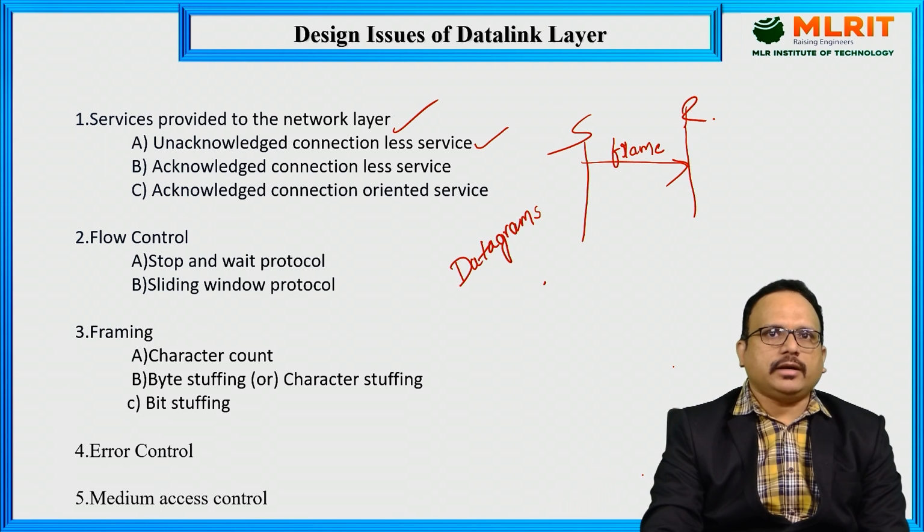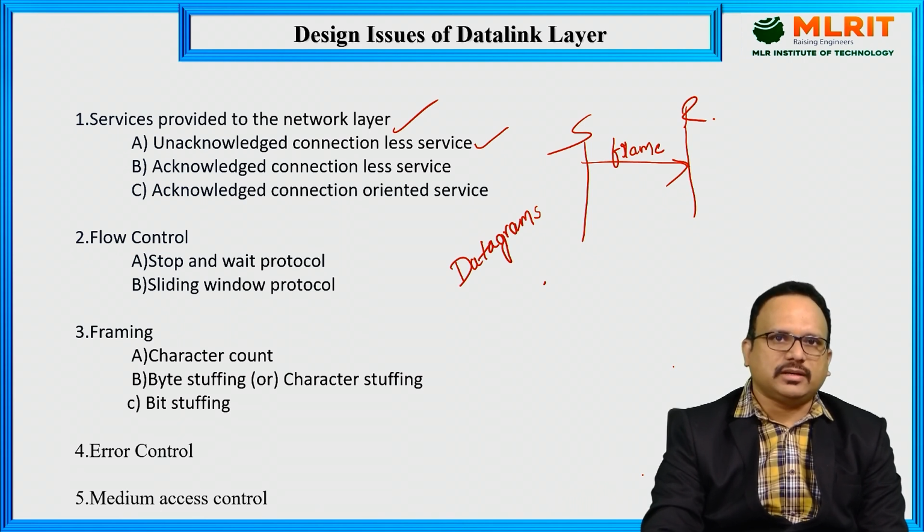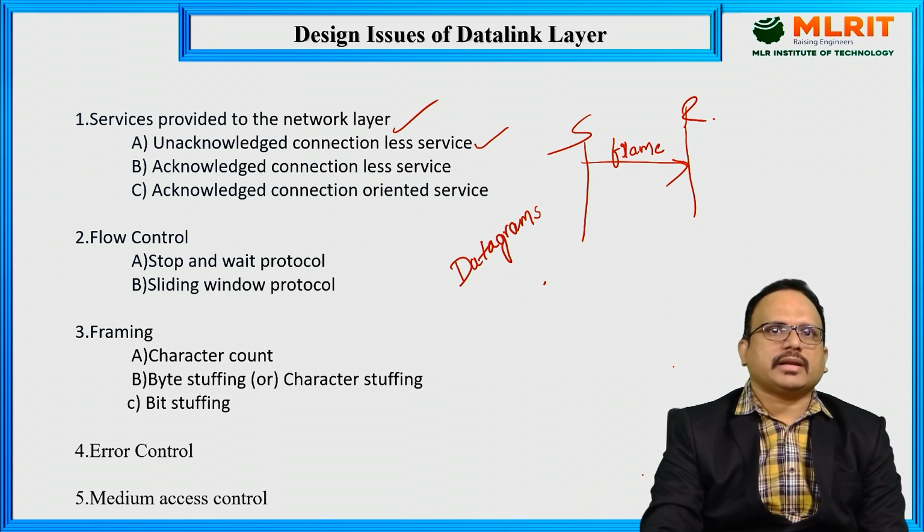That means different datagrams will travel in different directions and they will be using different kinds of paths to reach the destination. So that is connectionless service. So there is no requirement of connection establishment here, and there is no requirement of connection termination. Nothing is being required with respect to this particular connectionless service.